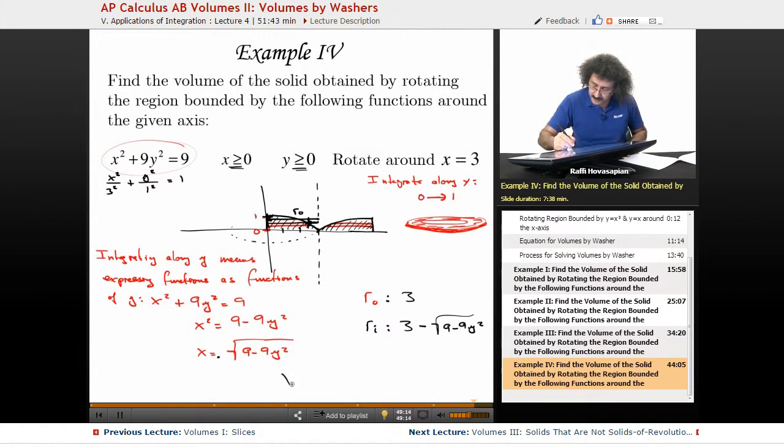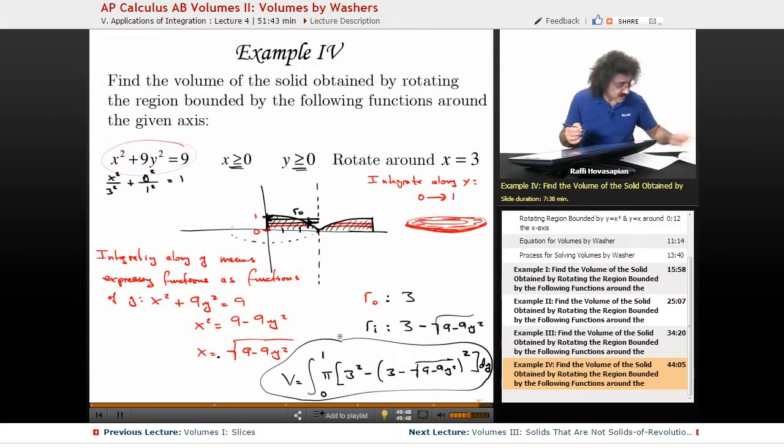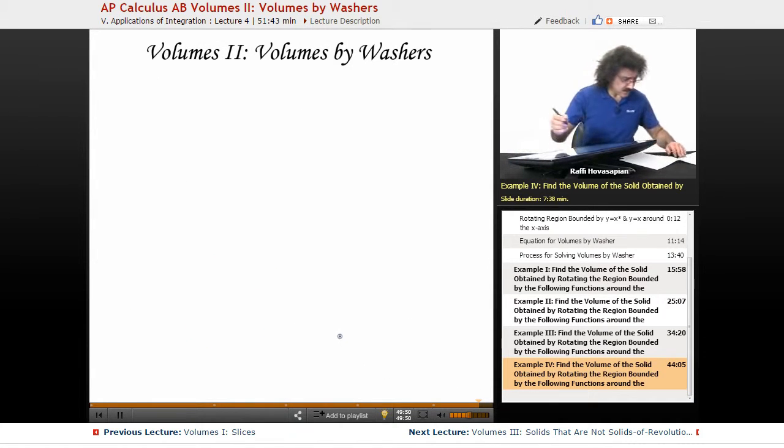We have our volume is equal to the integral from 0 to 1 of pi times the outside radius, which is 3 squared, minus the inside radius, 3 minus radical 9 minus 9y squared, squared, dy. That's it. This is the integral that we were looking for. Now let's go ahead and see if we can solve this.